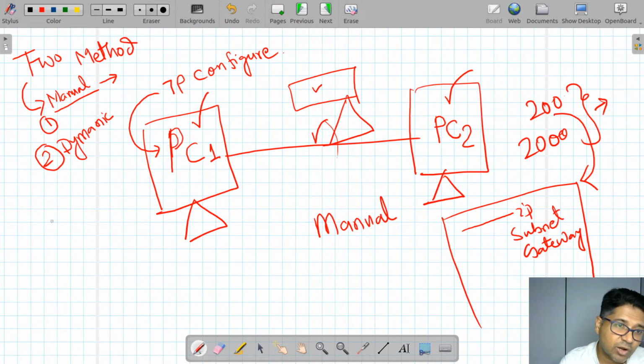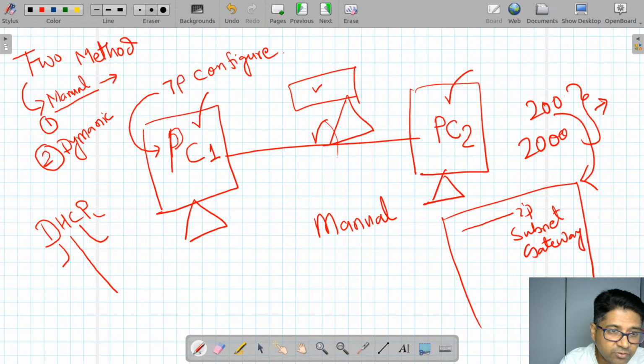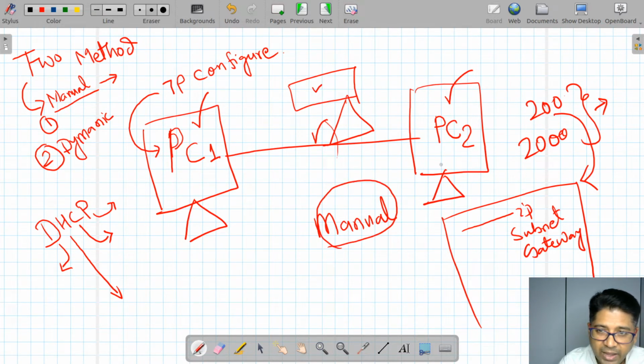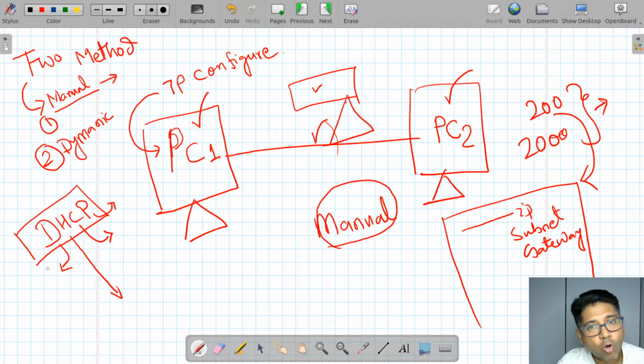So the solution is DHCP. What is the full form of DHCP? Dynamic Host Configuration Protocol. Here we are manually configuring the hosts with the IP address. With DHCP this is done dynamically and it maintains all the information. So right now we will do the static.